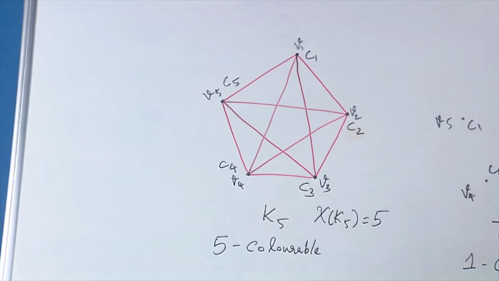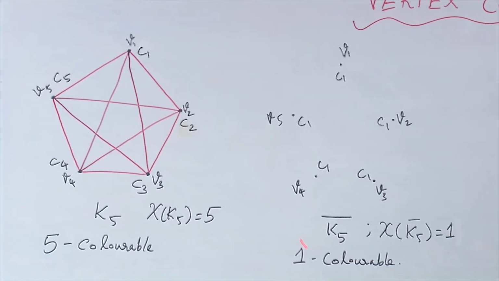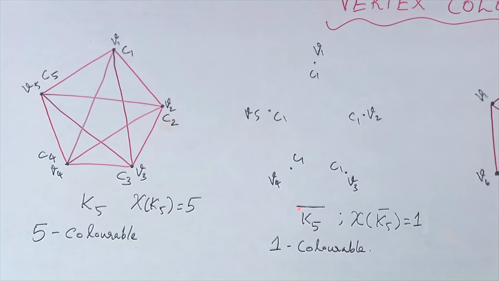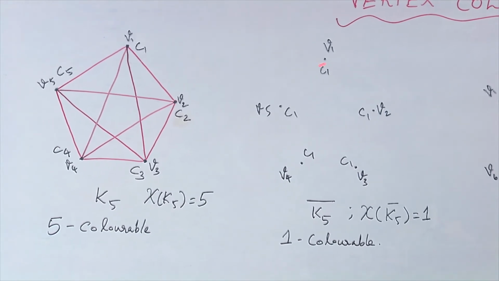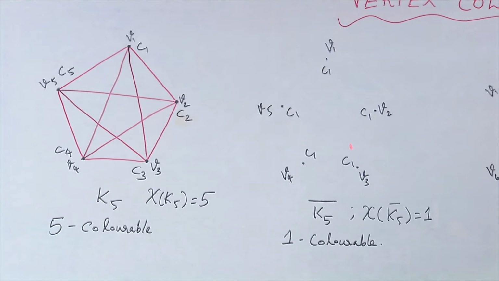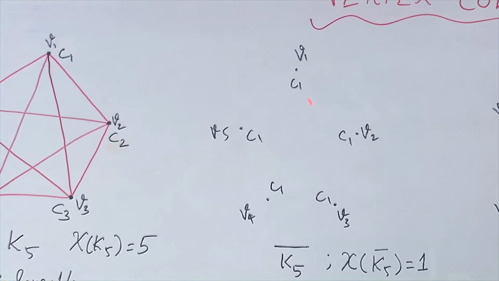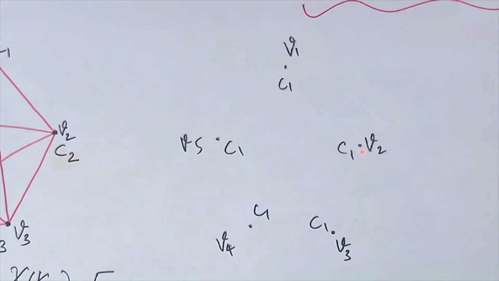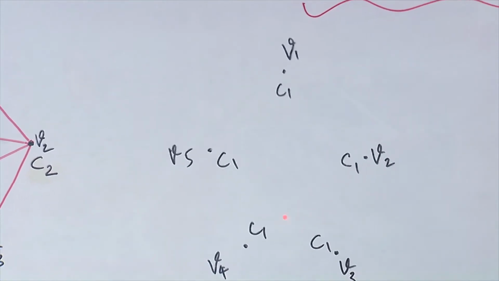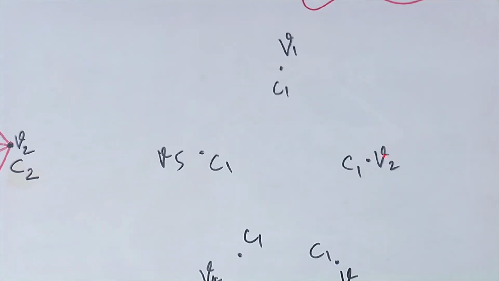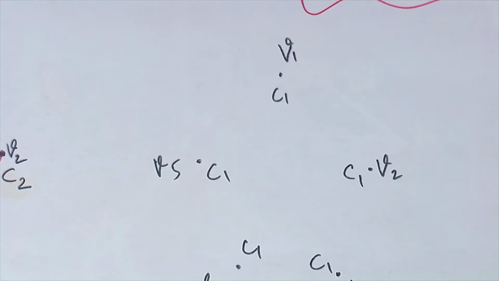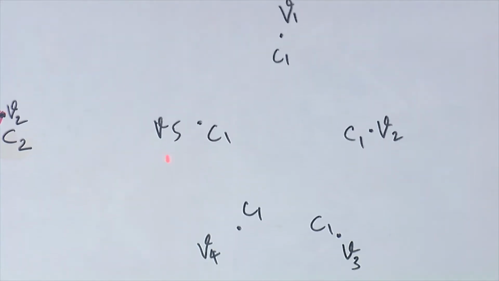And now consider the complement of K5. K5 complement is a graph which consists of 5 vertices and no edges. Since there is no edge in this graph, all points are isolated, which means no 2 points are adjacent to each other. I can give a single color to all the vertices, and I can also give a different color to V1, another different color to V2, V3, V4 and V5.